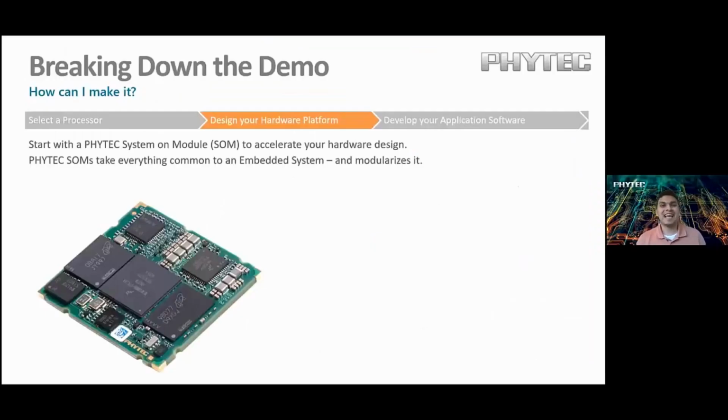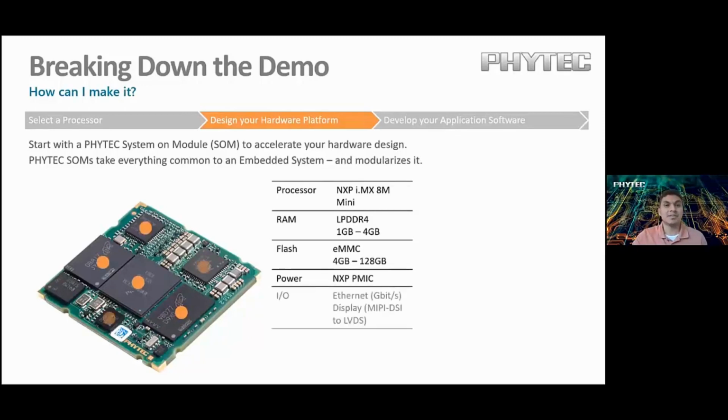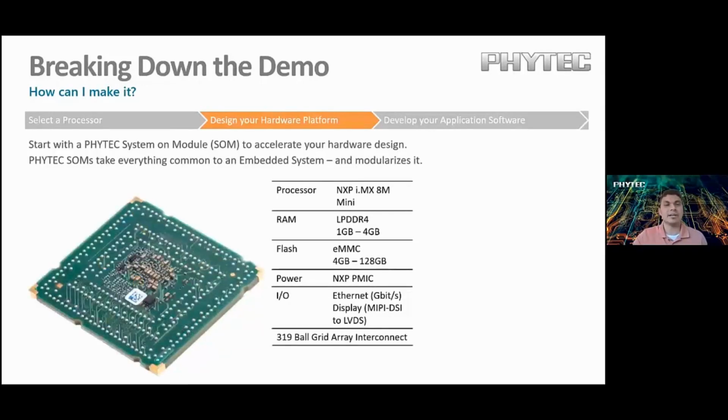Now that we've decided on the i.MX 8M Mini processor, it is time for us to look at all the different hardware platforms available. This is where a System on Module can become a very interesting solution for us. What is a System on Module, you may ask? Well, a SOM is a credit card size or smaller PCBA that modularizes all your basic components in an embedded system. This includes your processor, your RAM, your flash, your power management, different I/O, and also your interconnect.